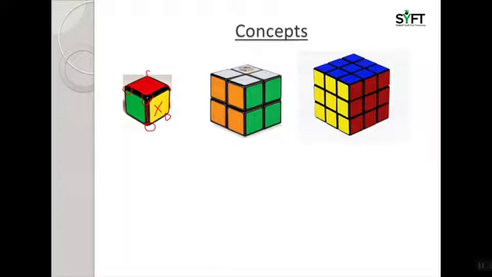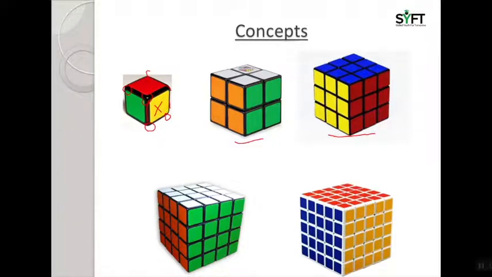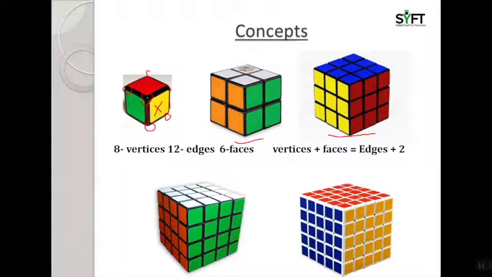Here you can see this is a 2 by 2 cube and this is a 3 by 3 by 3 cube. And similarly you can have many numbers of cubes with different numbers of subcubes. And the formula generally goes like this: when you add vertices with faces of any cube, it comes equal to edges plus 2. So if you see 8 vertices plus 6 faces, 14, is equal to edges 12 plus 2, 14.